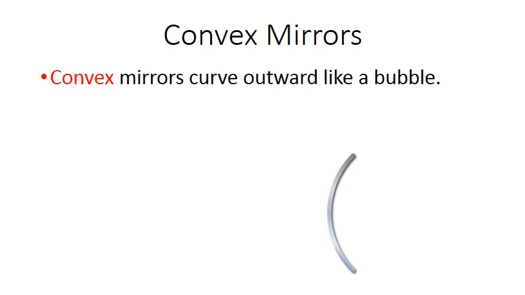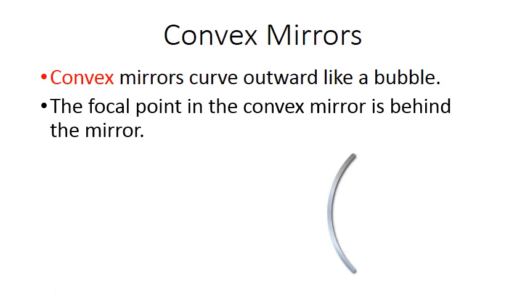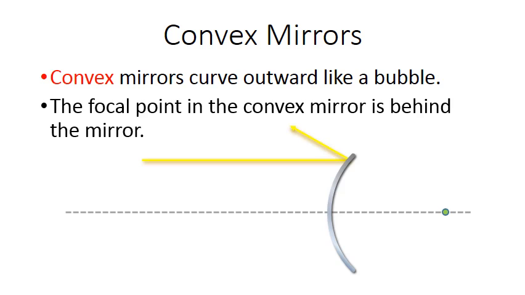Convex mirrors are the opposite of concave. They curve outward like a bubble. And the focal point in the convex mirror is actually behind the mirror. So there's the focal point back there. When you have light come in and hit the mirror, it bounces off. It doesn't go through the focal point, but it looks like it came from the focal point. So the reflected rays look like they passed through the focal point in a convex mirror. They really didn't, but that's the way they look.